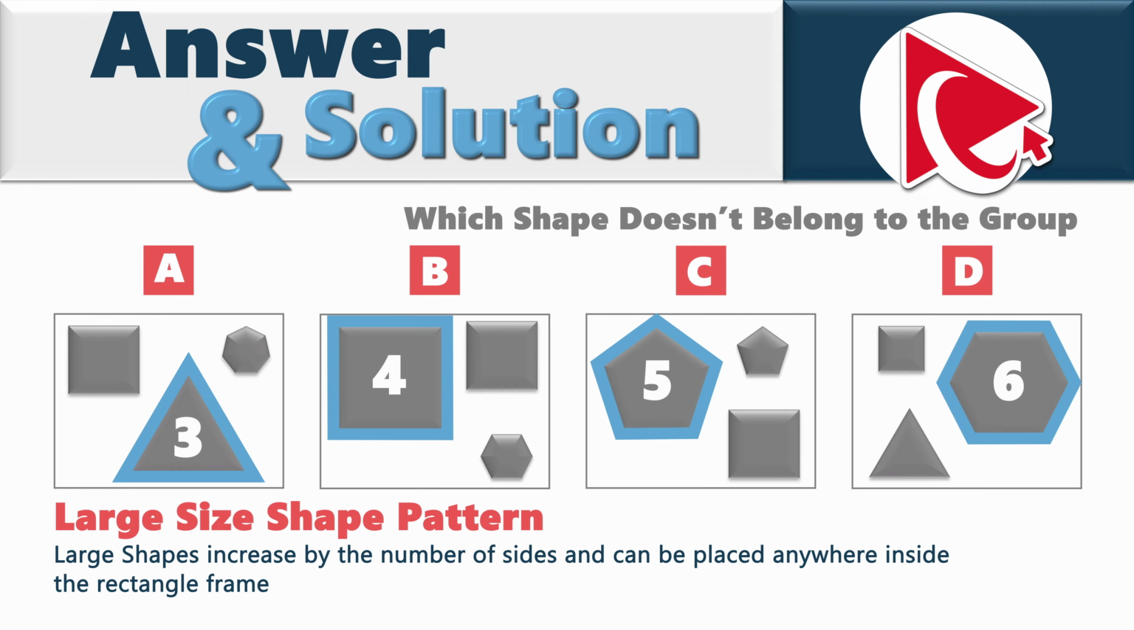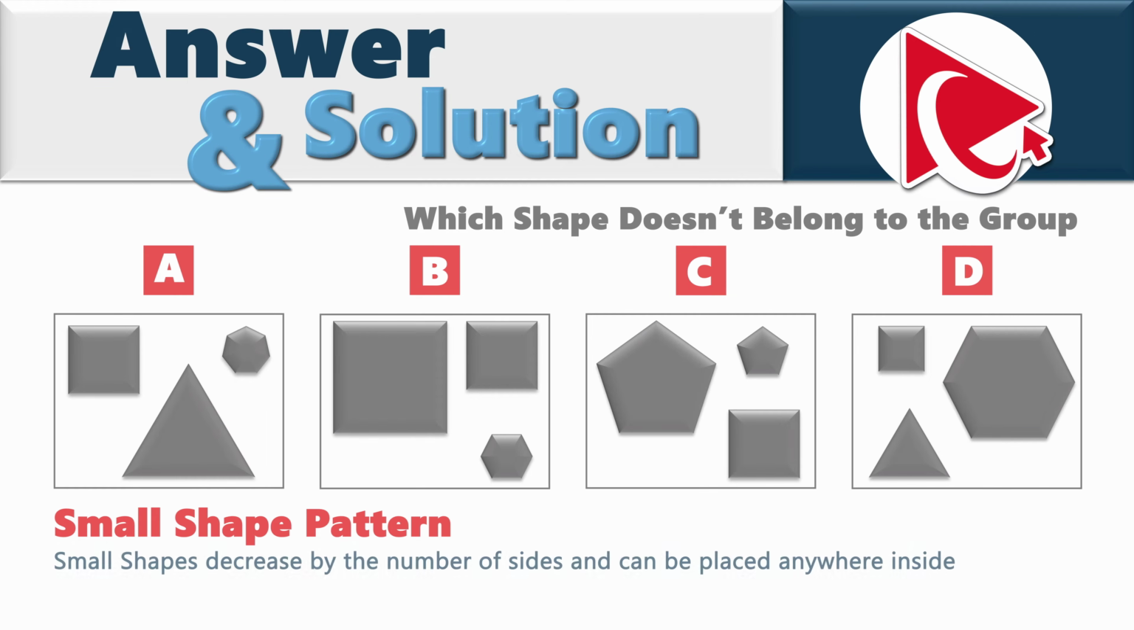And as you might have noticed, there is an opposite pattern for the small size shape. Small shapes decrease by the number of sides and can be placed anywhere inside the rectangle frame. We start with a heptagon, which has 7 sides, in choice A, then go to a hexagon, then a pentagon in choice C, and then end with the square in choice D.